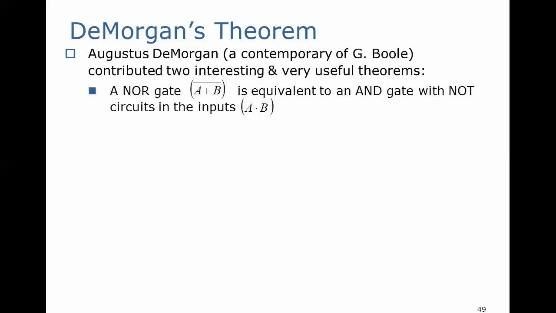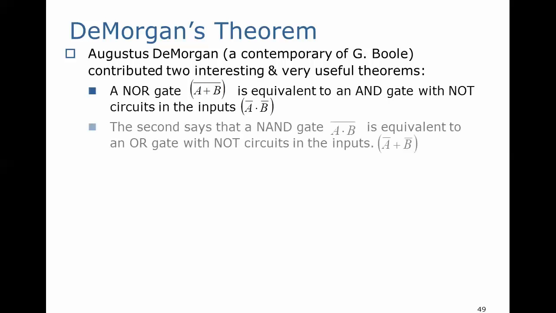So what it really says, if we think about gates now, is that a NOR gate, and this is worth pointing out, I said the inverse of the sum, that's a NOR gate, right? We're ORing A and B, and then we take the inverse. So the inverse of the sum is equivalent to the product, or the ANDing of the inverses. So that means a NOR gate is equivalent to an AND gate with inverter circuits in the input.